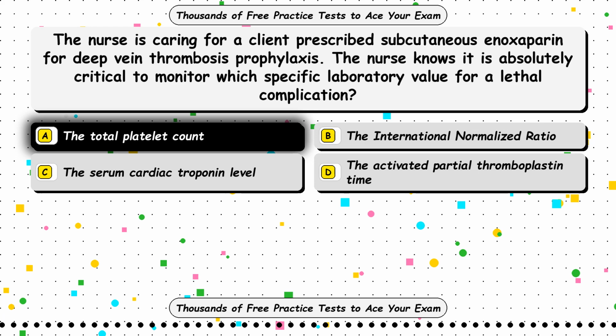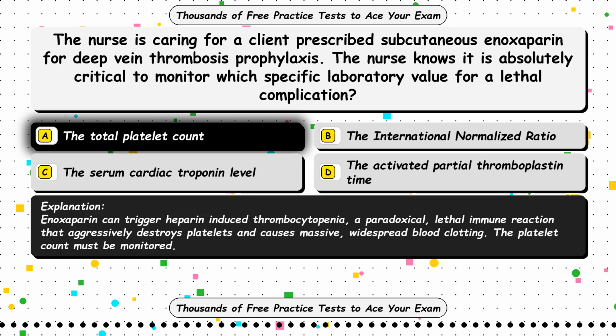The correct answer is option A, the total platelet count. Enoxaparin can trigger heparin-induced thrombocytopenia, a paradoxical, lethal immune reaction that aggressively destroys platelets and causes massive, widespread blood clotting. The platelet count must be monitored.